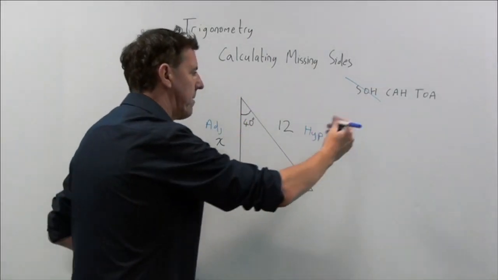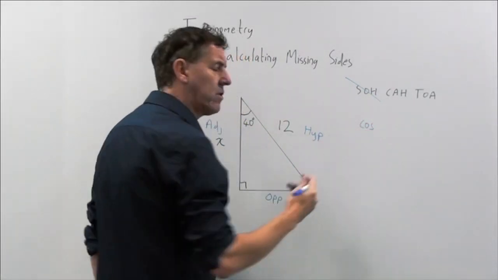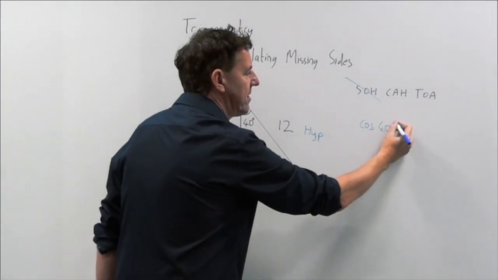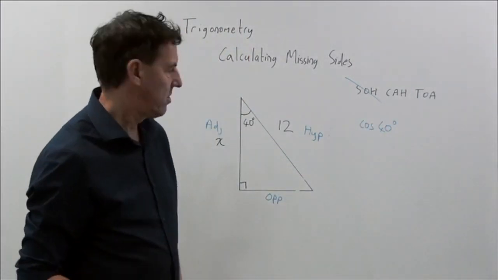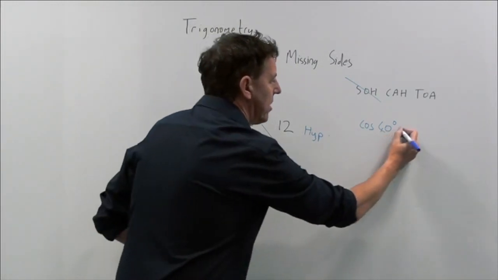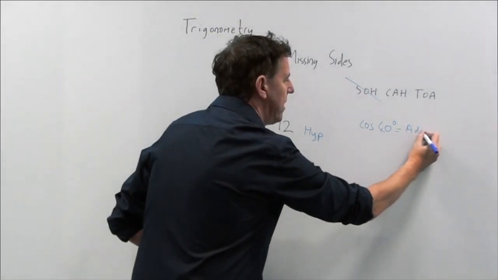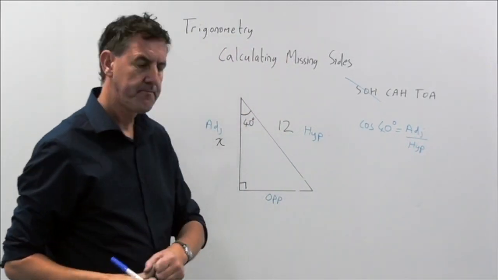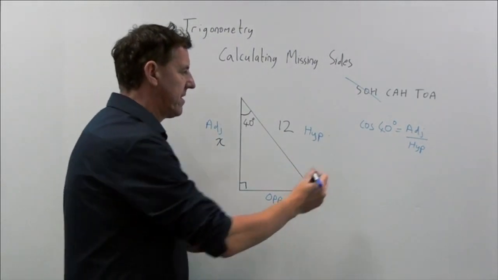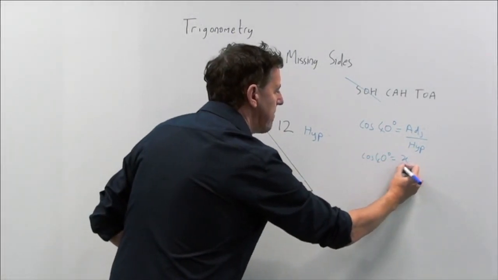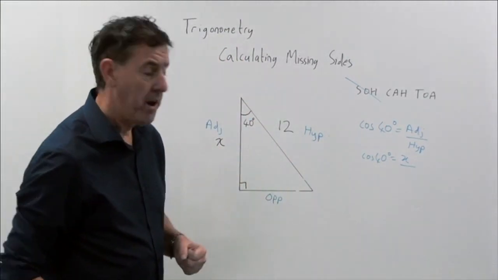So let's set it up. Cosine, we tend to call cos. So cos of 40 degrees is equal to the adjacent side over the hypotenuse side. My adjacent side is the bit that's missing, so I'm going to label that as x. My hypotenuse side is 12.